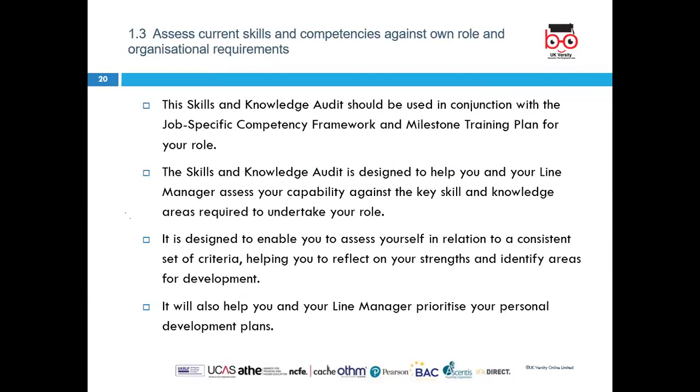And then you assess the current skills. So the skills and knowledge audit should be used together with the job specific competencies framework and milestone training plan for your role. The skills and knowledge audit has been designed to help you and your line manager assess your capability against the key skill and knowledge areas that are required to undertake your role. It is designed basically to enable you to assess yourself in relation to a consistent set of criteria, and it helps you and your line manager prioritize what your personal development plans are.